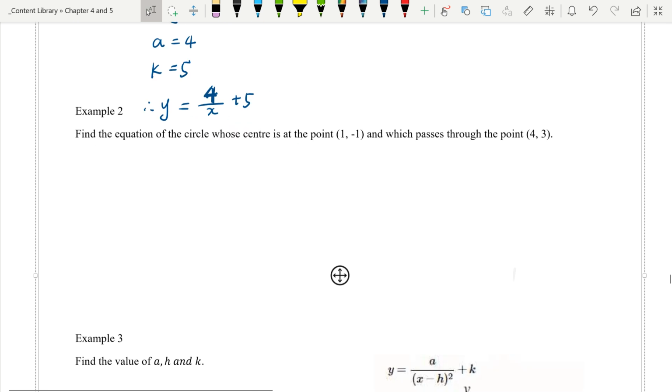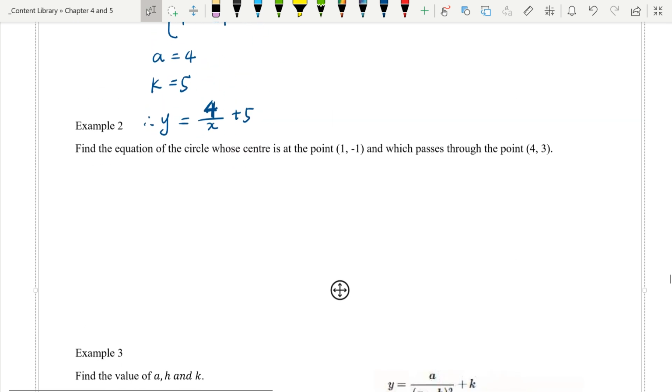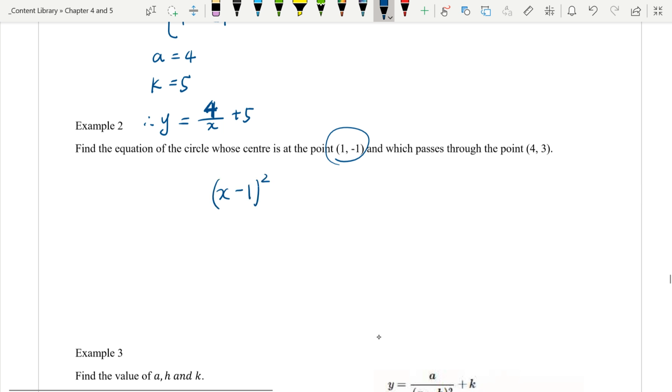Okay, if you read the next one, let's just quickly get this done. This is so easy. Find the equation of the circle which has center (1, -1). When I have center (1, -1), x is squared and y is squared: (x - 1) plus 1... (y - -1) squared equals r squared. I don't know what r is, I don't know the information for the radius yet.